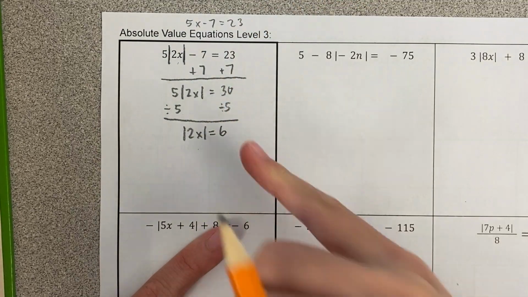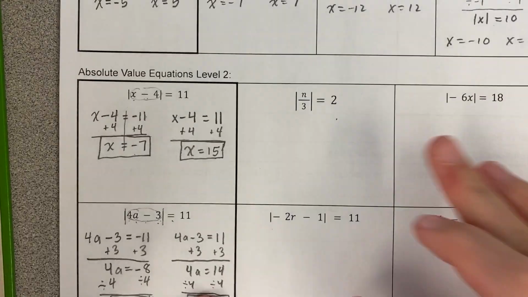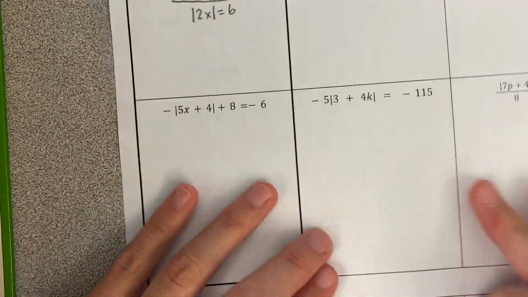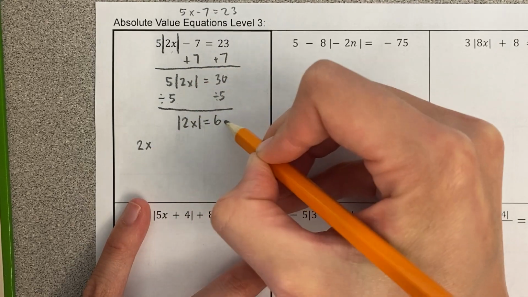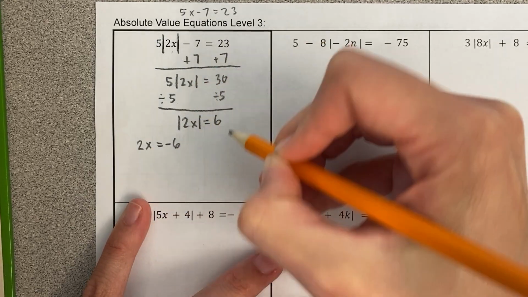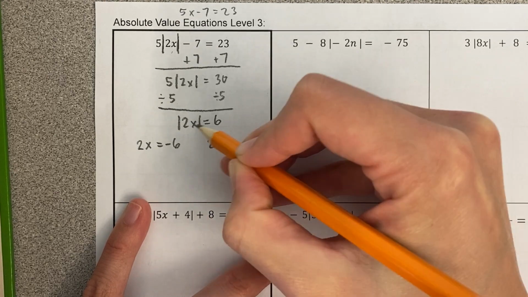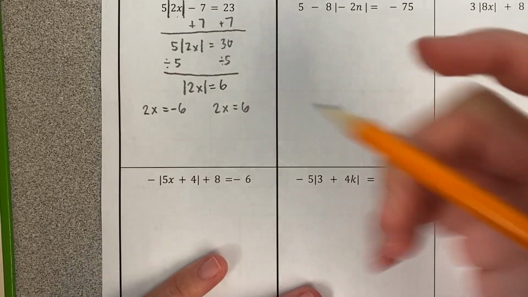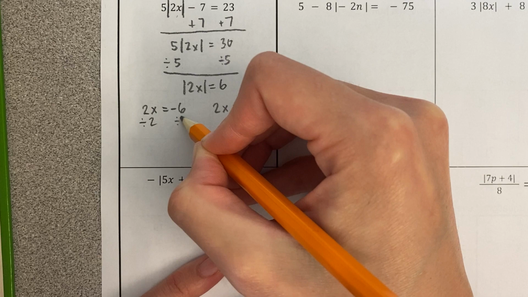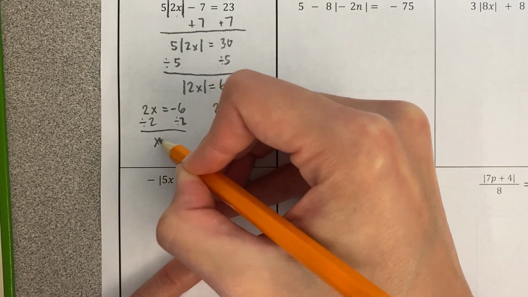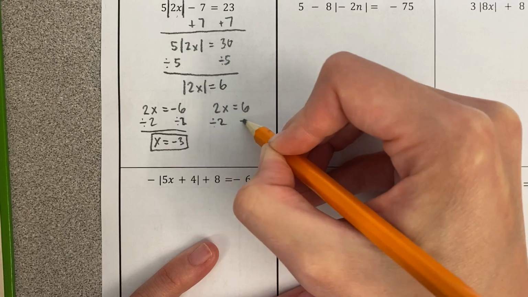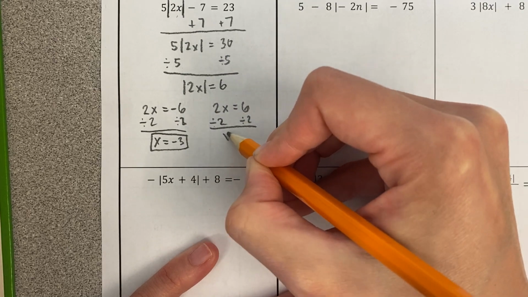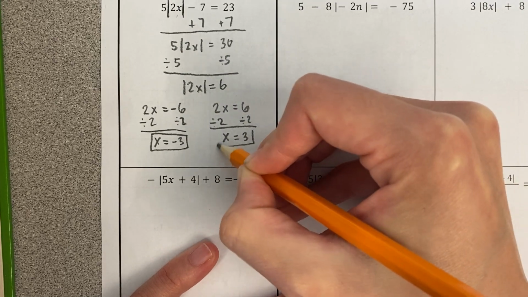Okay, now this looks like what we just did here in level 2, right? Where now I can say, oh, this 2x, if I take the absolute value of negative 6, that would equal 6. Or if I take the absolute value of positive 6, that would equal 6. So now I can break it into these two equations. And either way, I'm solving. I'm going to divide by 2 on both sides. So that's one of my answers. And this is another one of my answers.